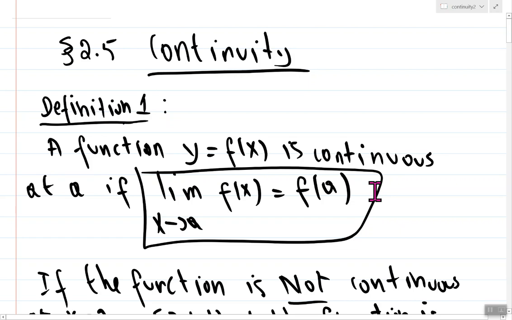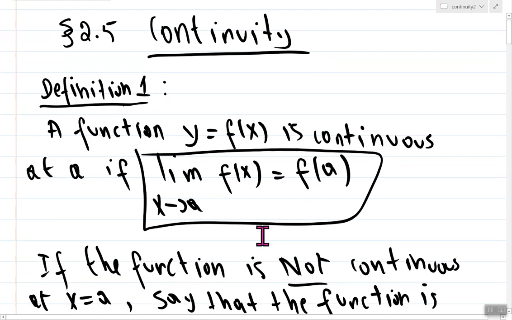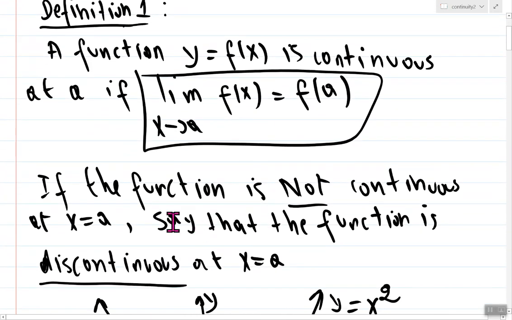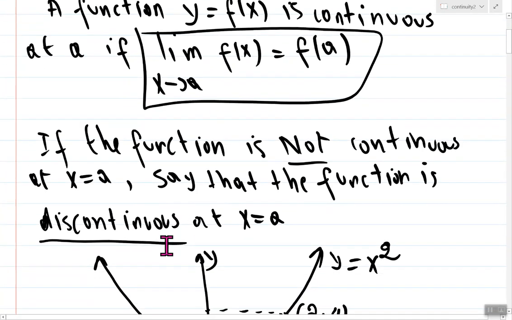Hello, this is section 2.5, which is about continuity. Here we're going to discuss two definitions of a function being continuous. The first definition is that a function y equals f of x is continuous at x equals a if the limit of f of x as x approaches a equals f of a. If the function is not continuous at x equals a, we say that the function is discontinuous at x equals a.